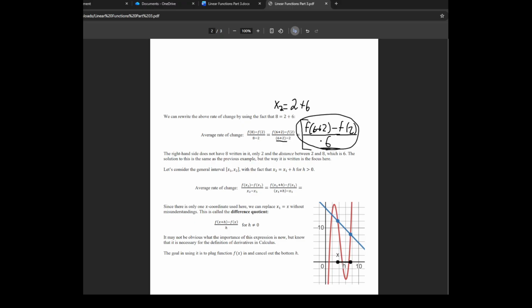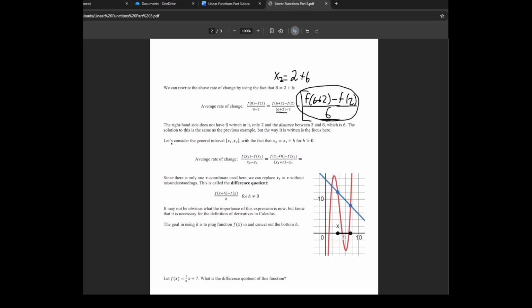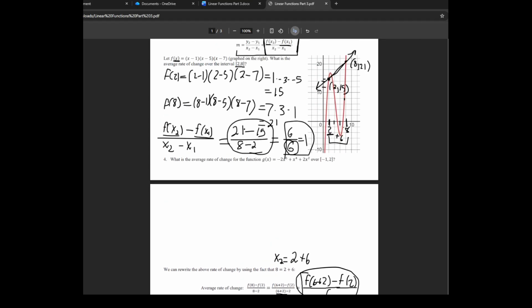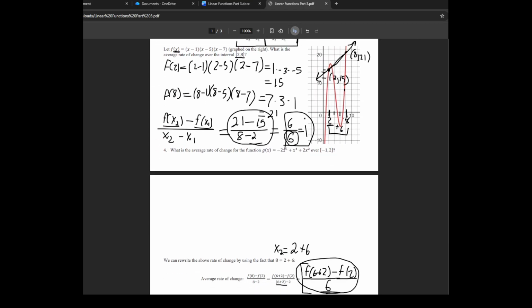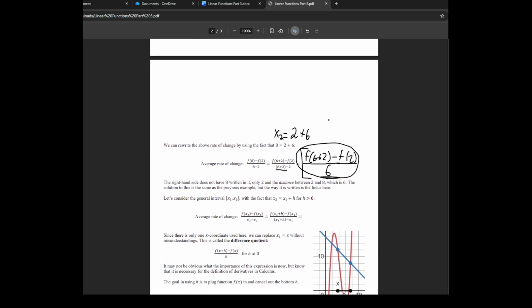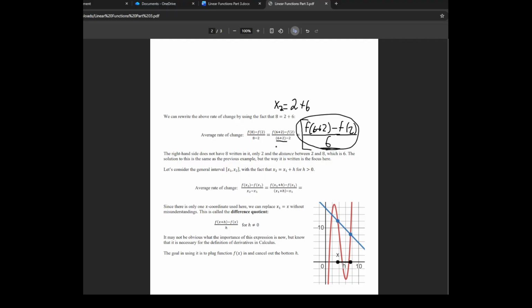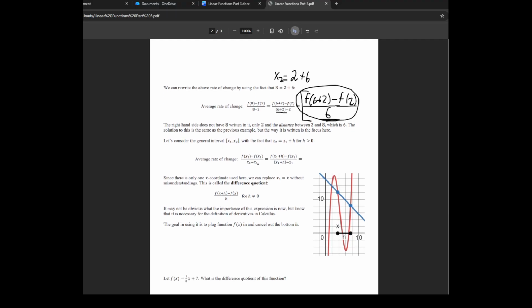And again, we're just focused on the way this is written. So consider the general interval from x1 to x2. So instead of 2 and 8, it could be any x values. So 7 and 8, 4 and 10, whatever numbers you want to put. We can take this general formula right here, and instead of writing it like this, we can write it in this form called the difference quotient, or write it as a difference quotient.